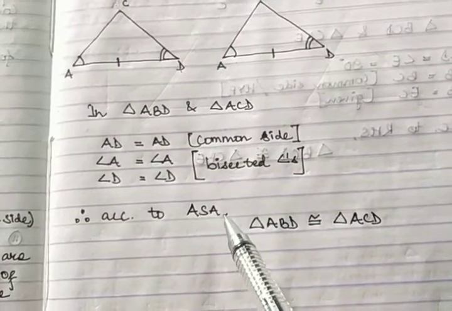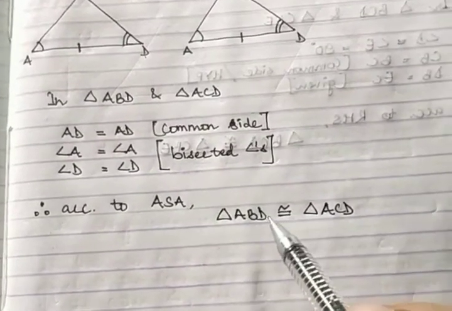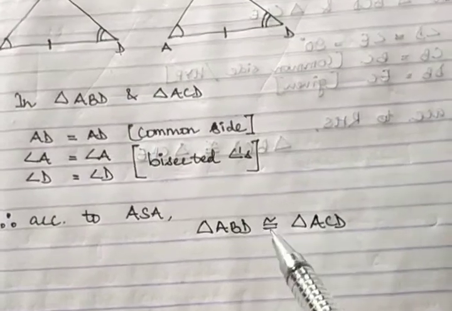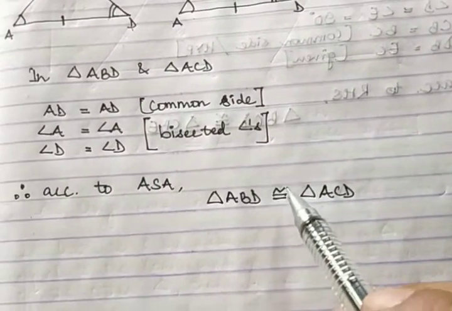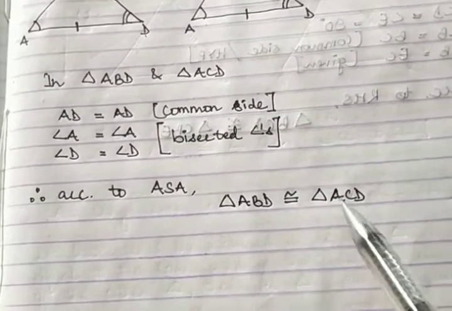So according to ASA, that is angle side angle, triangle ABD is congruent to triangle ACD. See, look at the symbol as well: equal to with this sign, congruent to.